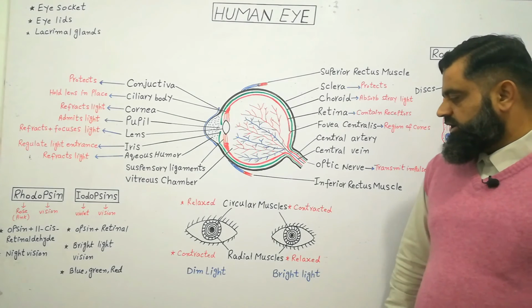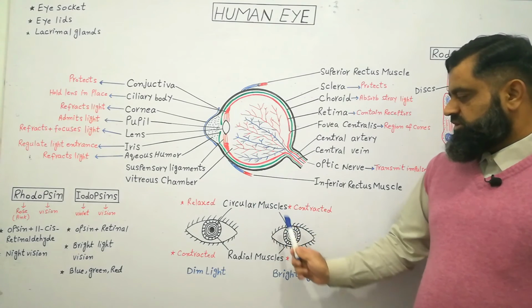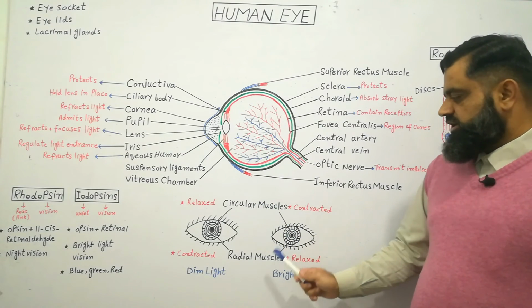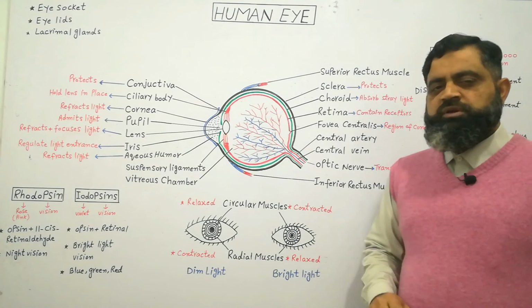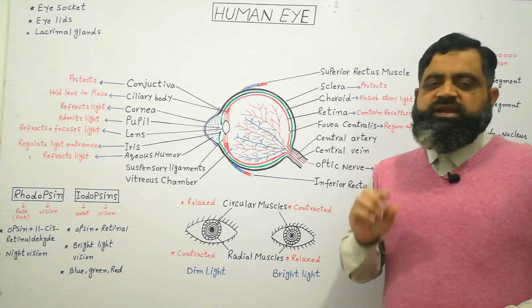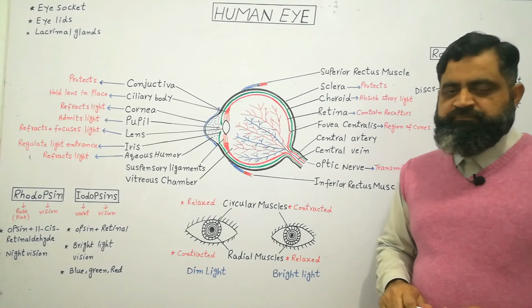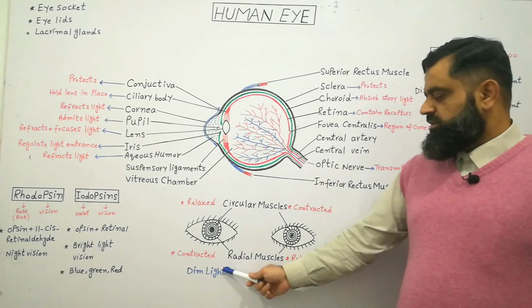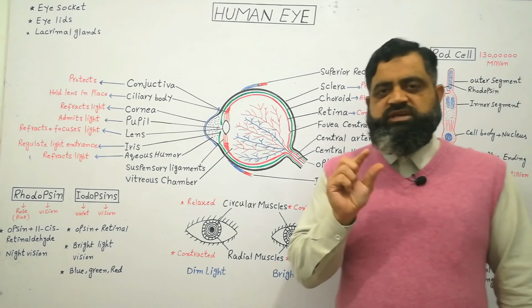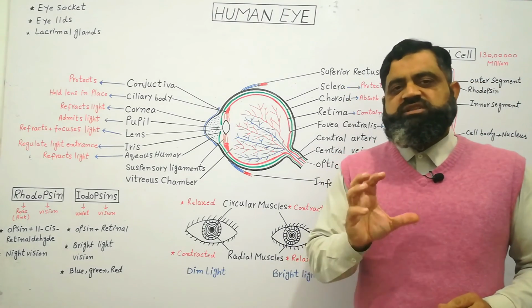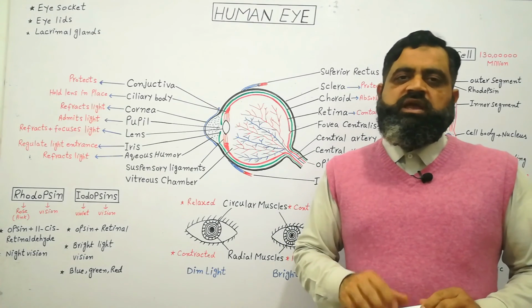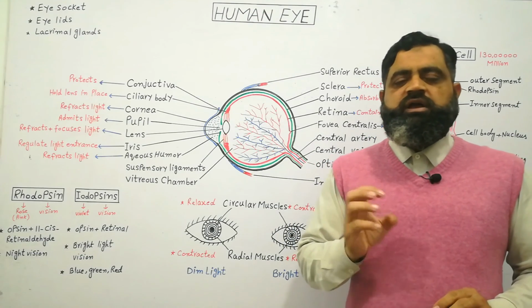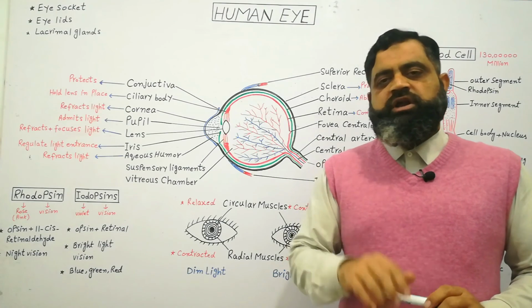But during bright light, the circular muscles in the eye are contracted and the radial muscles are relaxed, and the opening of the pupil becomes narrower, so that less light enters our eye. So in this way, during dim light and bright light, our pupil size changes to adjust to the light, because the pupil, which is the opening formed by the iris, helps to regulate the light entering the inner part of the eye.